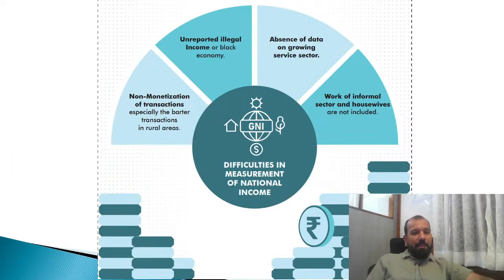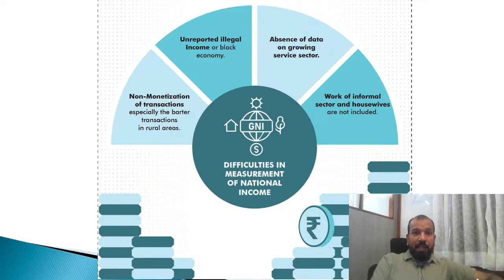So difficulties in the measurement of the national income. If anybody asks what are the difficulties, what are the challenges the government has to face in measuring national income: non-monetization of transactions. In countries like India, still more than 70-75% of the market is unorganized. Sometimes we go to the kiosk in the corner, and they don't give you any bills. At the same time, in rural areas there is still a barter system. So the non-monetized transactions, especially the barter transactions in rural areas, we can't include in the measurement of the national income.